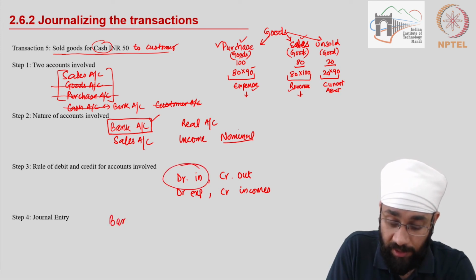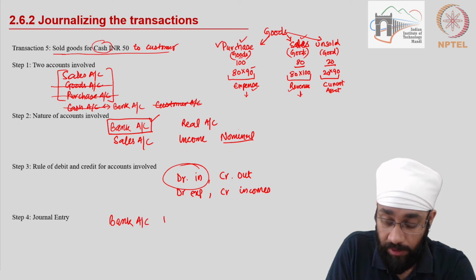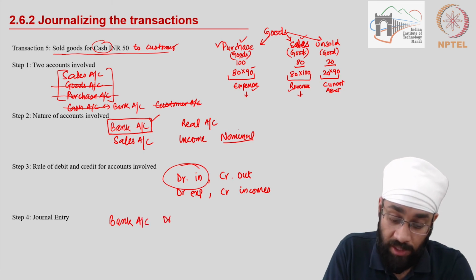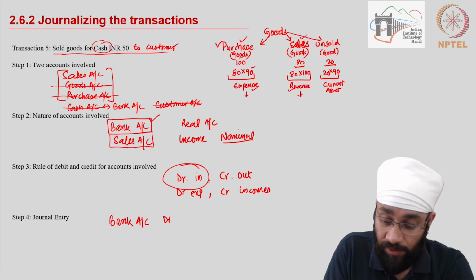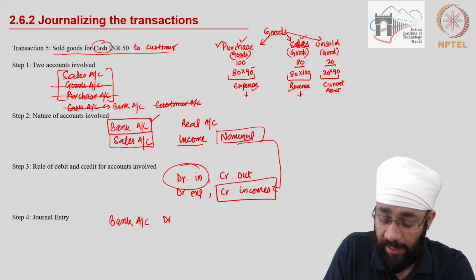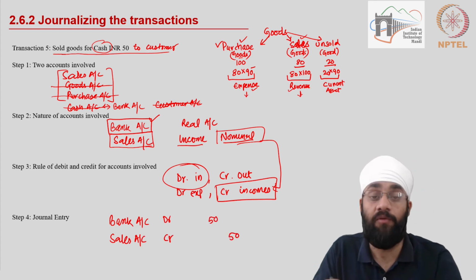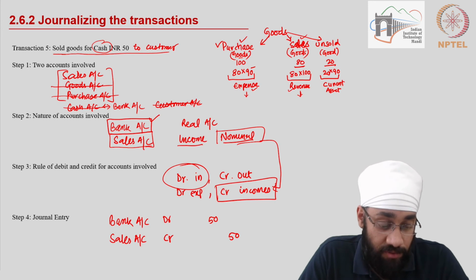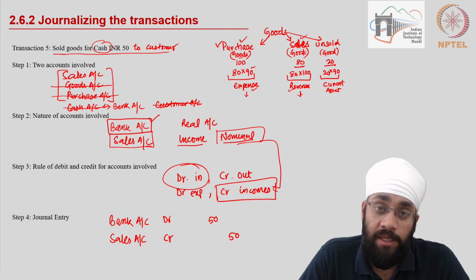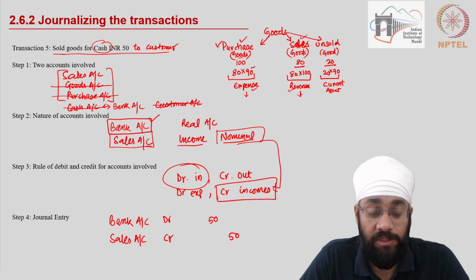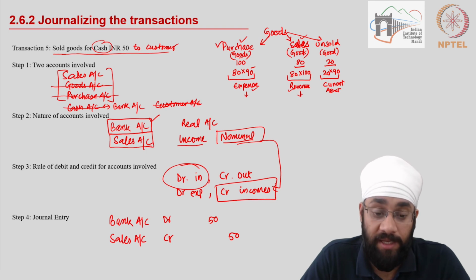So the journal entry is going to be bank account debit. And on the other hand, you have sales, which is an income and it's a nominal account. The rule is credit all incomes and gains. So we're going to write sales account as credit. The amount is 50 and 50 for both debit and credit. There you go. That's how you generalize the transactions relating to sales of goods in cash.